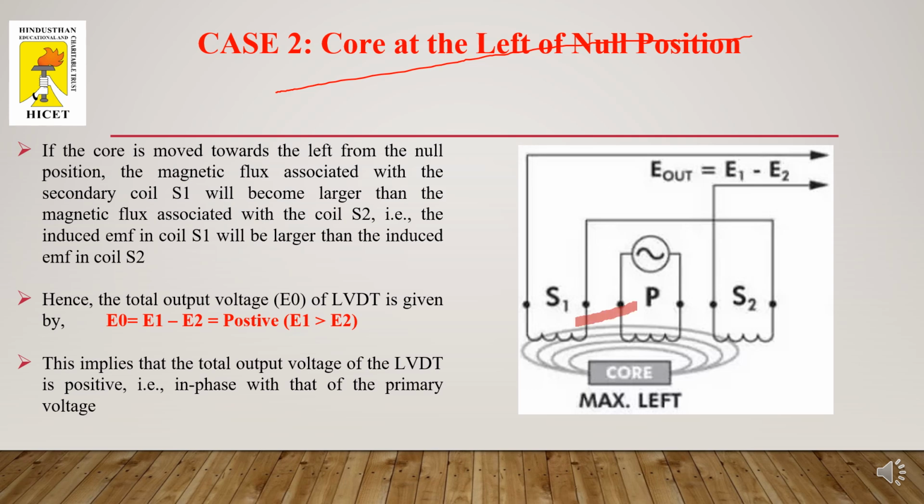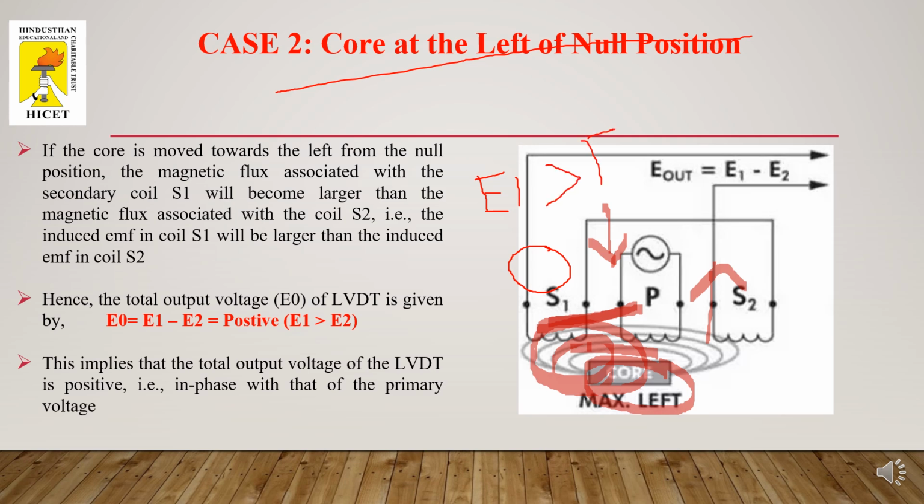So when we are getting into this, P1 is getting the flux linkage to the secondary winding S1 more because the core is getting closer to the left position and the air gap is reduced here. When the core is moving towards the left, the air gap is getting increased to secondary winding S2. So what happens now is this secondary winding S1 will generate a voltage, that is E1, which will always be greater than E2. Hope it is clear to you guys.